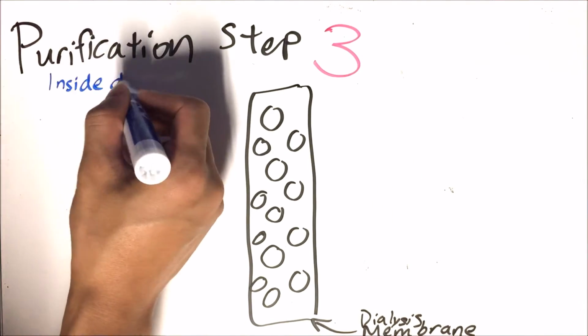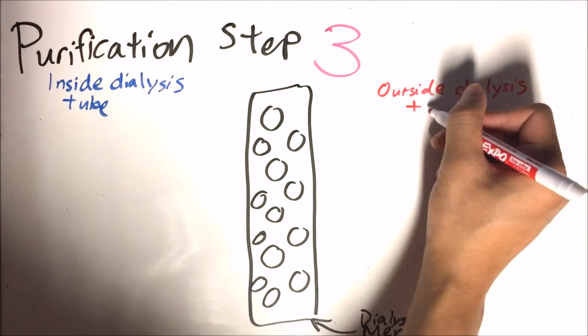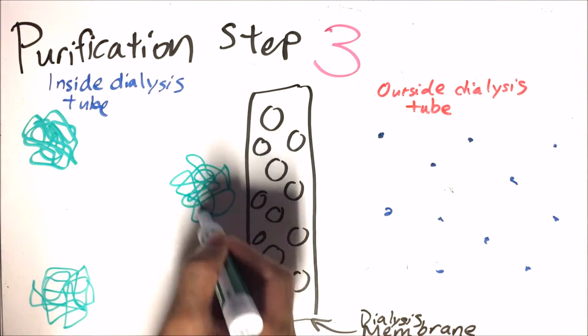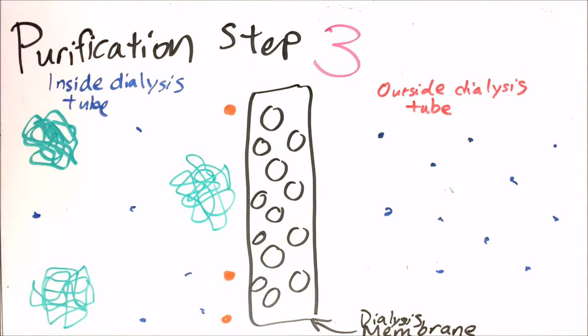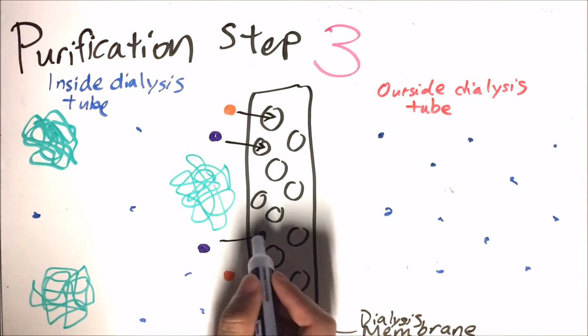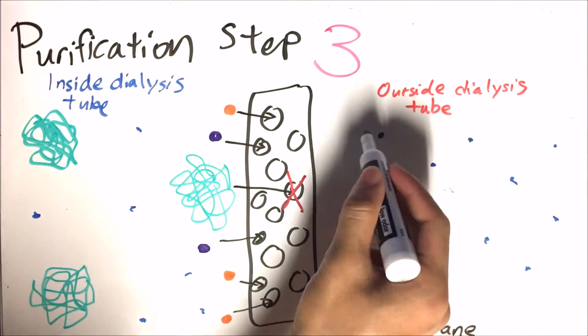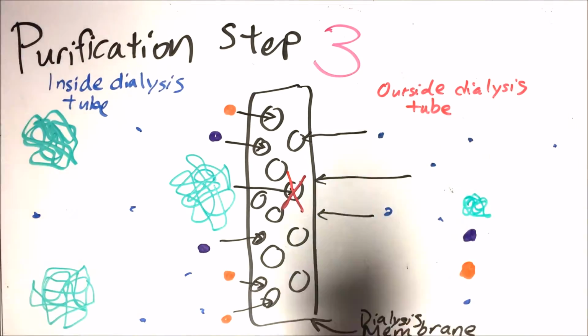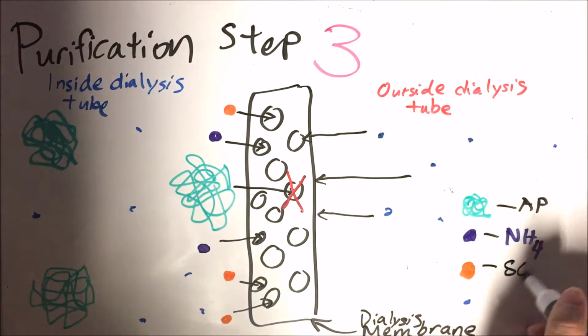The membrane contains several specifically sized pores ranging from 3 to 30 kilodaltons, depending on the size of the molecules in the solution. In this case, the pores allow ammonium sulfate to diffuse out of the dialysis tube while being displaced by buffer ions. Our large protein is too big to fit through the pores and remains in the dialysis tube. This process can be repeated multiple times to further clean the solution.